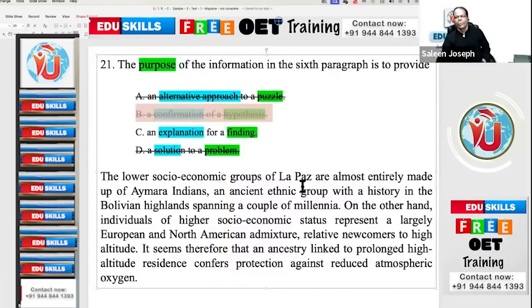See, they are explaining why the poorer people, or the people having a prolonged stay in high altitude, will be more healthy because they have enough oxygen. It seems, therefore, that an ancestry linked to prolonged high altitude residence confers protection against reduced atmospheric oxygen. Means they have no reduced oxygen, they have a high level of oxygen. So it's an explanation of the finding. The whole paragraph is an explanation. At the end, they are concluding, saying, okay, therefore. You explain something and then you conclude, right? Saying, therefore, we say OET aspirants are smart students. Before that, you have to explain why, right?